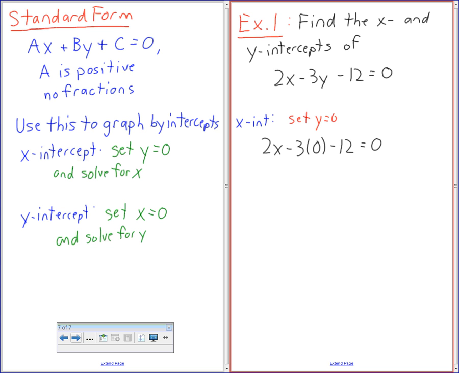Can I have another brave soul? Bailey, just tell me what negative 3 times 0 is, please. 0. Good. I'm just going to leave it as a minus 12. If you take a look now, the y's gone from the equation, so we're happy. We're tremendously happy, in fact.